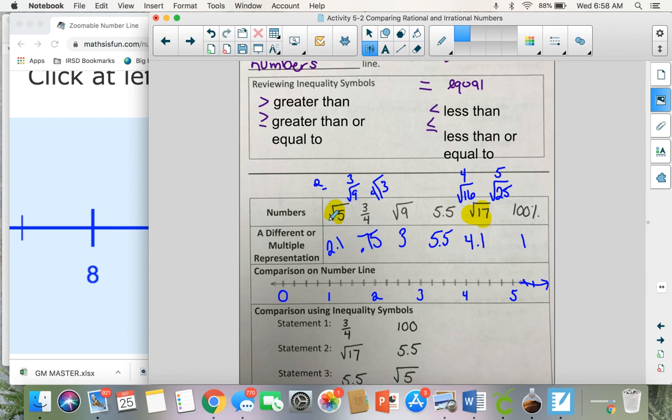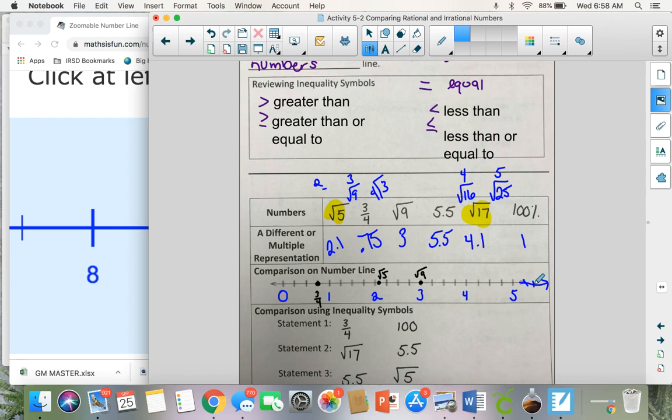So my first one right here, the square root of 5, I'm approximating that at 2 and 1/10. So that would be approximately right there. So I'm going to go ahead and write the square root of 5 and put it right at this point. That's approximately where it is. And then 3/4. So 3/4 is the same as 75 hundredths. So I'm going to write my 3/4 right there. Same thing. Square root of 9 can also be represented. It has a different representation that's the equivalent of 3. So it goes there.